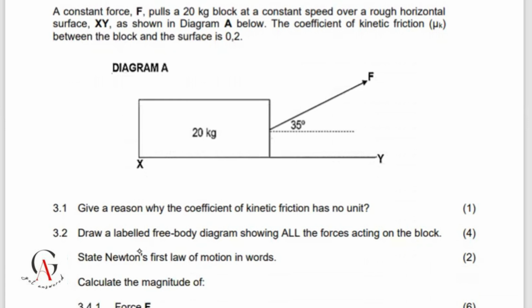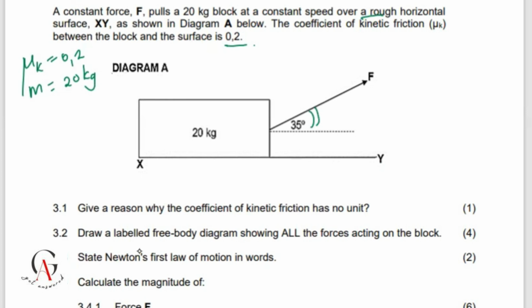Okay, so there's a keyword: rough. The coefficient of kinetic friction between the block and the surface is given. The information we have is mu k is 0.2. We know that the mass is 20 kilograms. That's all we know. And we also have this angle, which is 30.